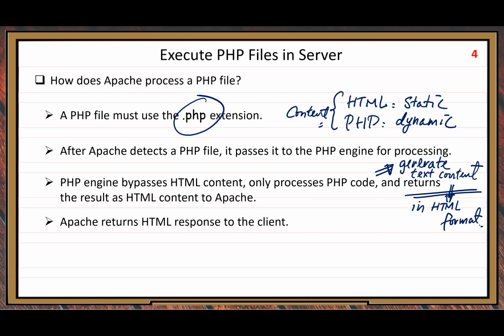Apache returns the HTML response to the client. At the end, it's text content. The PHP engine just returns a whole block of text content to the Apache server, and the Apache server sends it back to the client. When the client web browser receives the HTML content, it renders the HTML page, so your users see the HTML output. In your mind, you have that whole picture.